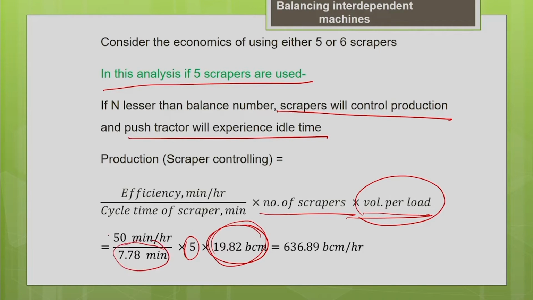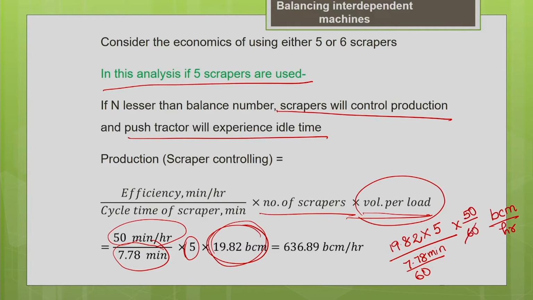The cycle time of the scraper is 7.78 minutes, and for the job efficiency, the machine is going to work for 50 minutes in an hour. Now you just multiply it. The volume per load is 19.82, multiplied by the number of scrapers, 5, divided by the scraper cycle time of 7.78 minutes. I need the production in bank cubic meter per hour, so let me convert this cycle time into hours by dividing by 60. Then for the job efficiency, the machine works 50 minutes an hour, so 50 divided by 60. These two 60s get cancelled, so the resultant value will be 636.89 bank cubic meter per hour. This is your production if you go for 5 scrapers per pusher.